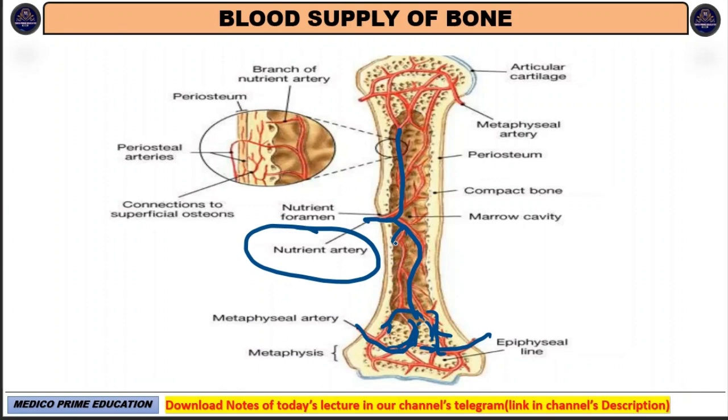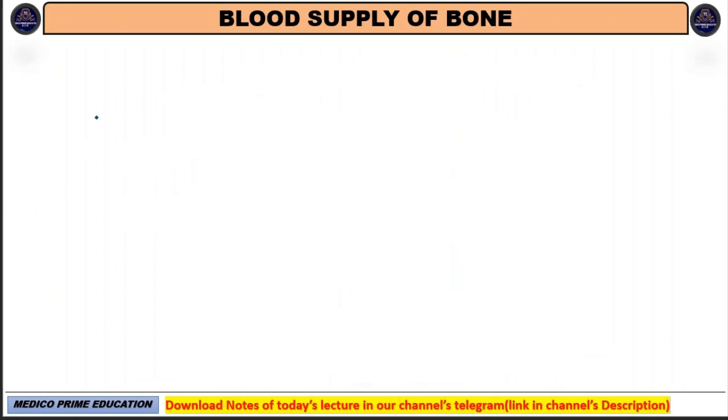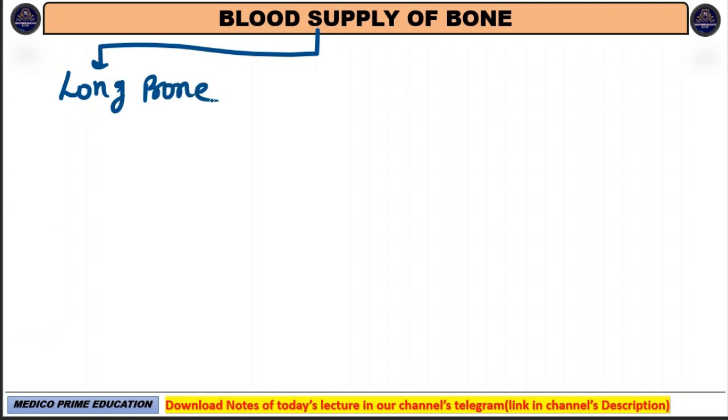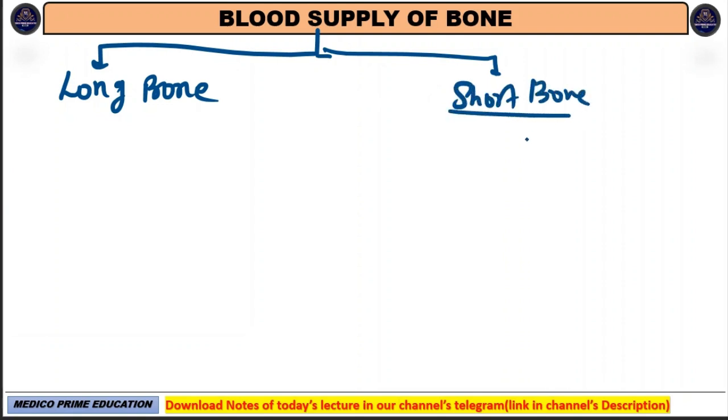So what is the nutrient artery? An artery which enters through the nutrient foramen is known as the nutrient artery. After that it gives branches known as the periosteal artery, which supplies the periosteum. This is the periosteum. All these arteries we are going to discuss one by one in the coming slides. First, we will discuss the blood supply of long bone, and the blood supply of short bone we will discuss in the next slide.